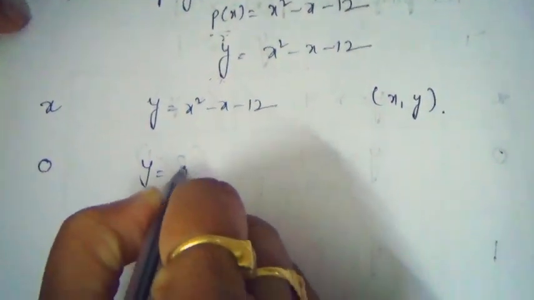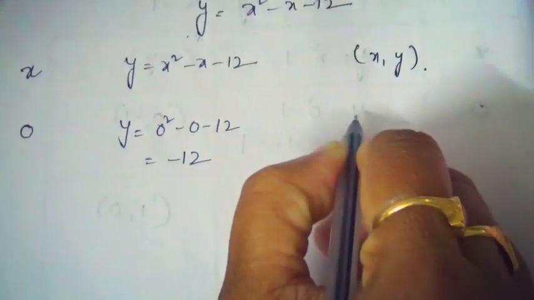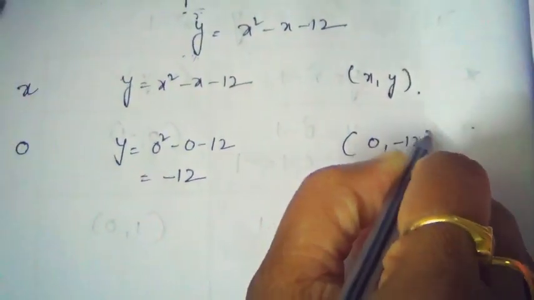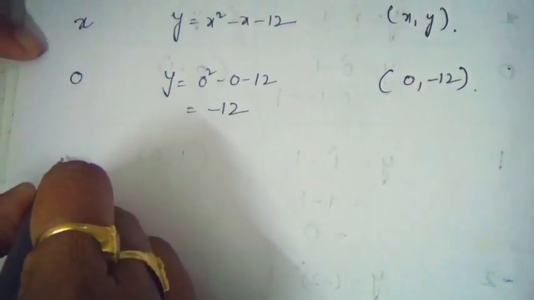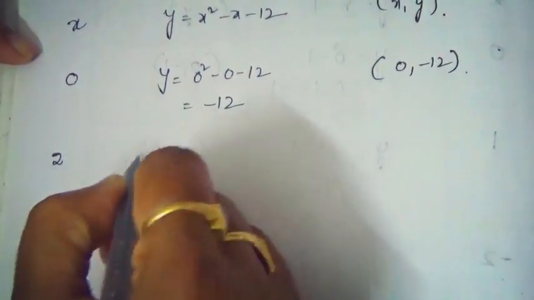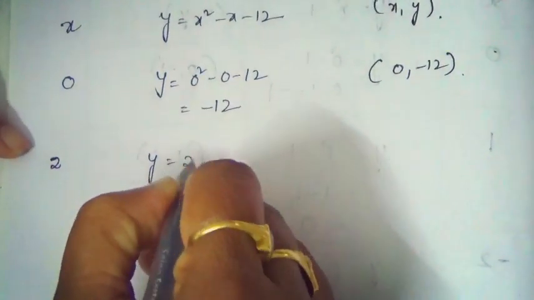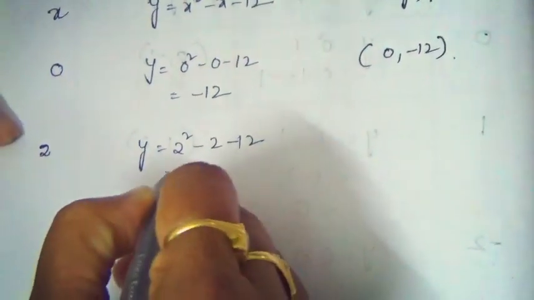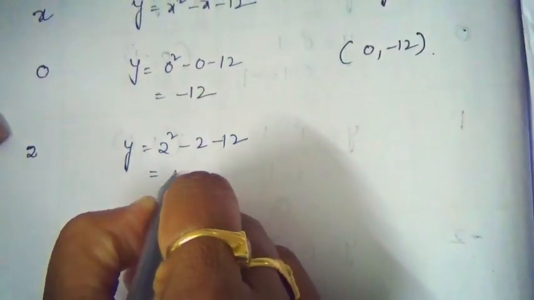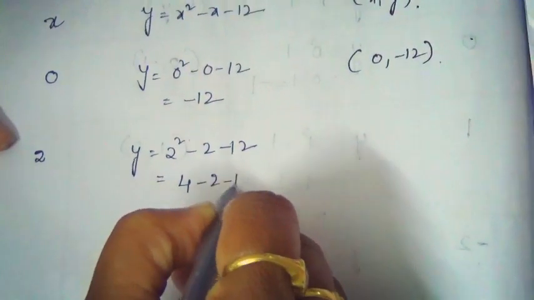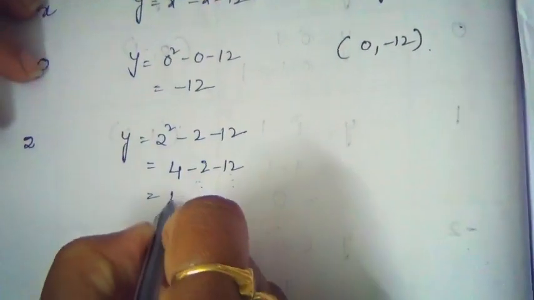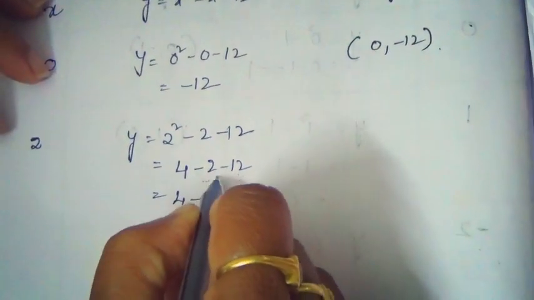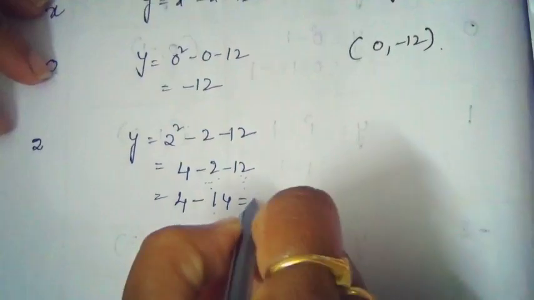First of all I want to take 0. So y equals 0 square minus 0 minus 12, that is equal to minus 12. Okay, so what are the coordinates? 0 comma minus 12. Now I want to take the positive number, that is 2. Here 2, that is y equals 2 square minus 2 minus 12, that is equal to 4 minus 2 minus 12. These two are negative numbers, so we have to add this, but the sign remains minus, that is 14.